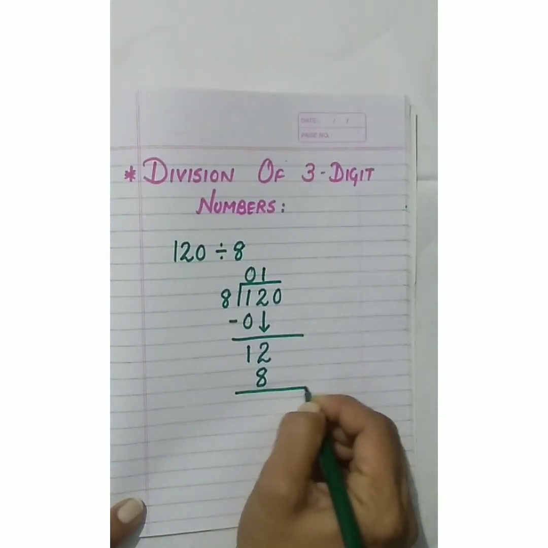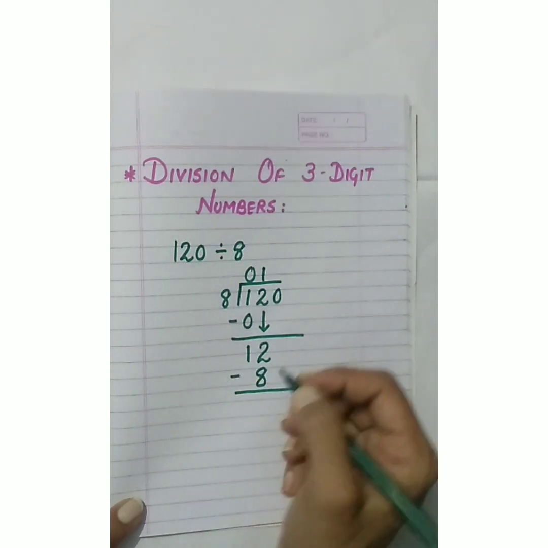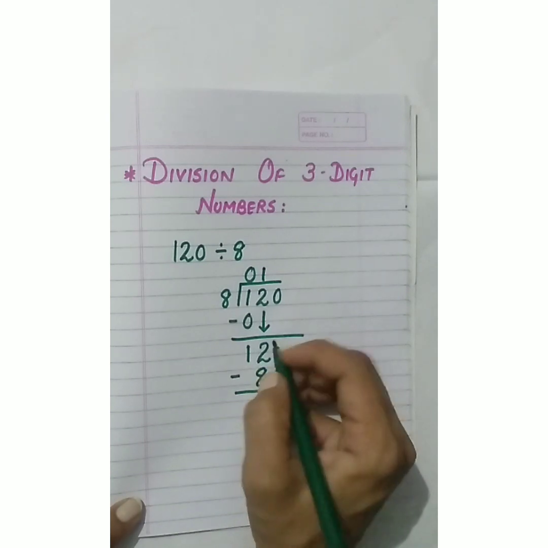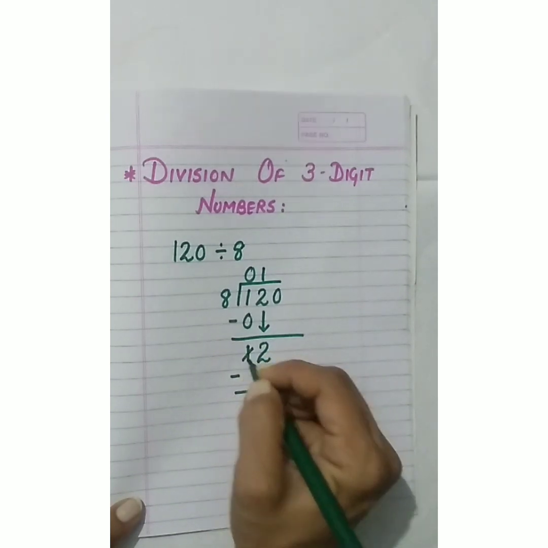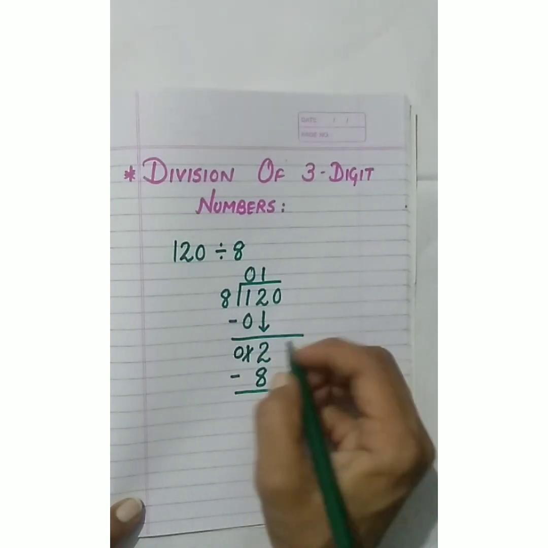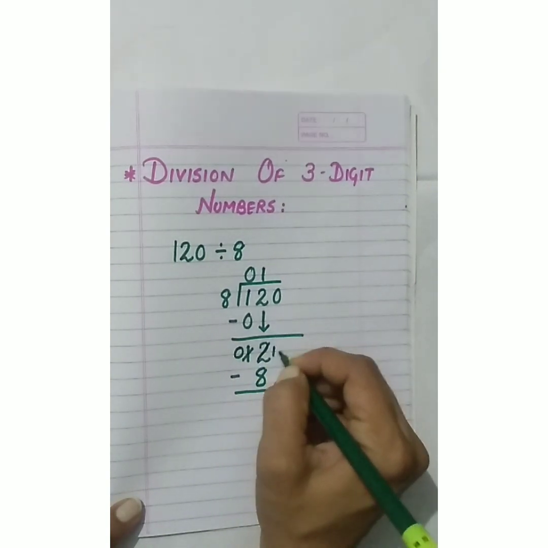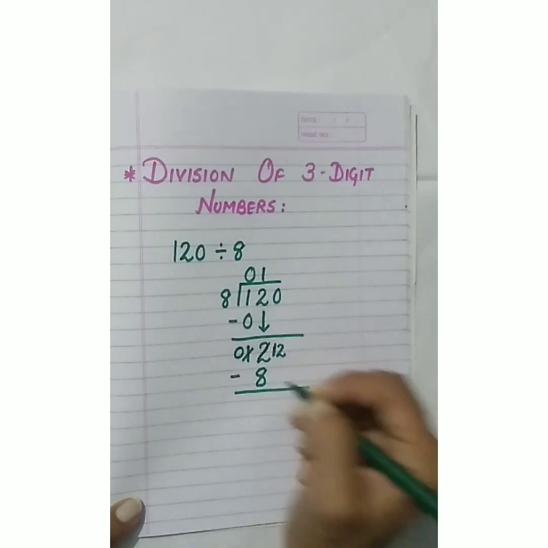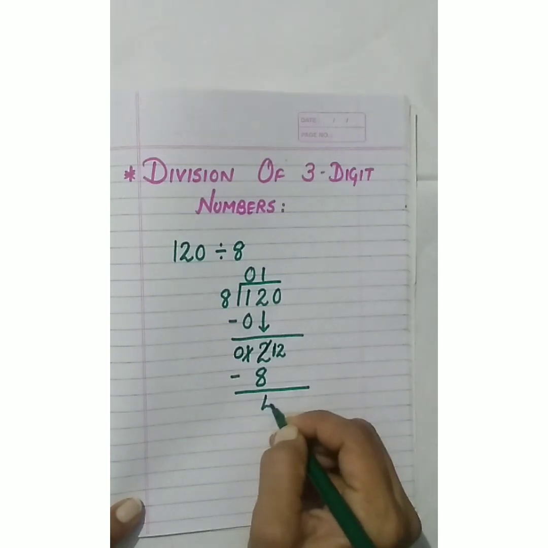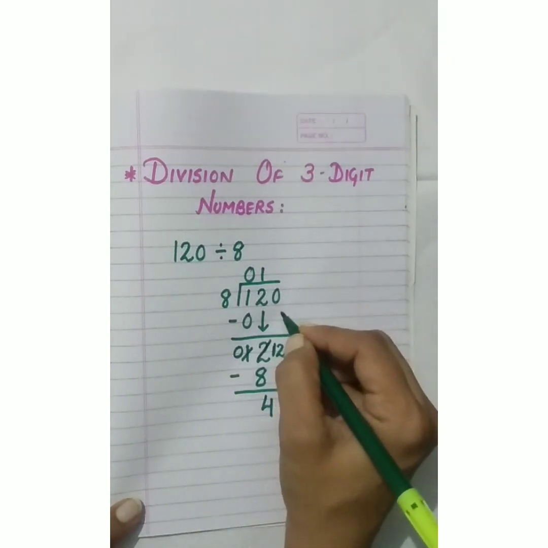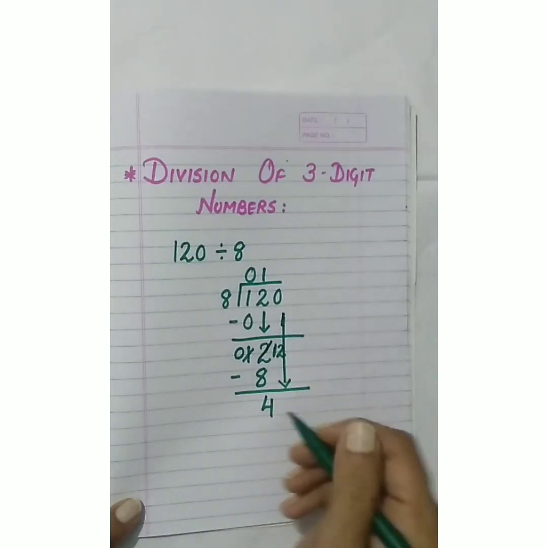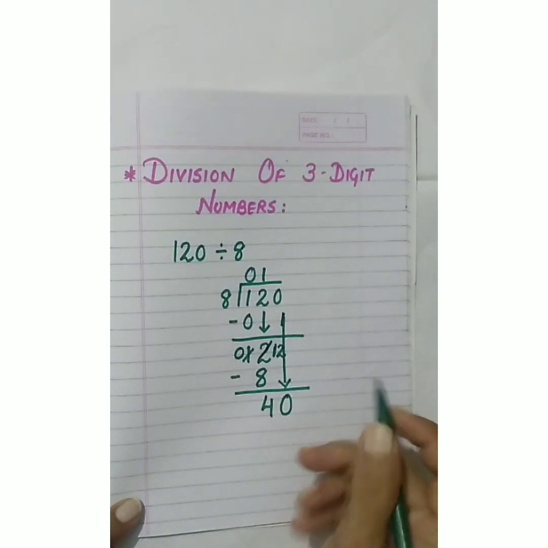So now we will again subtract this. Can we subtract 8 from 2? No. So what are we going to do? Borrow. So here we will take 1 from here. So it will become 0. And here it will become 12. So 12 minus 8. Our answer will be 4. Now we will take this 0 down and we will write it over here. So it will become 40.